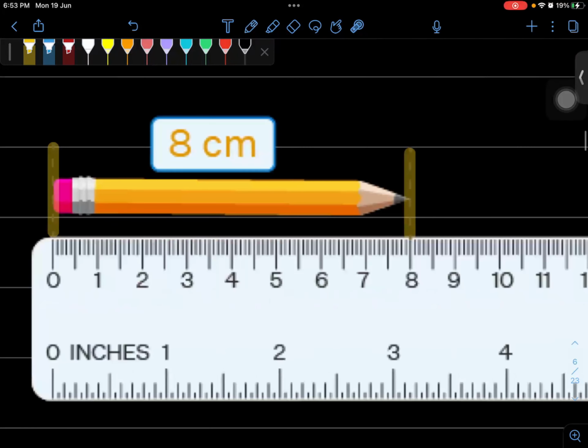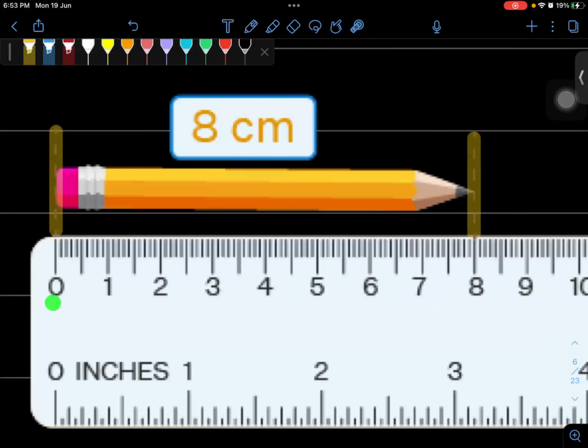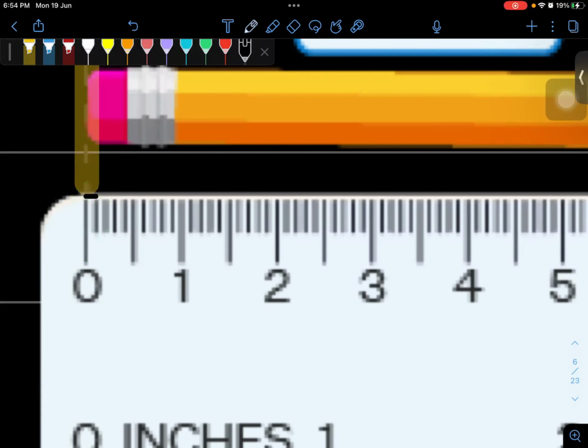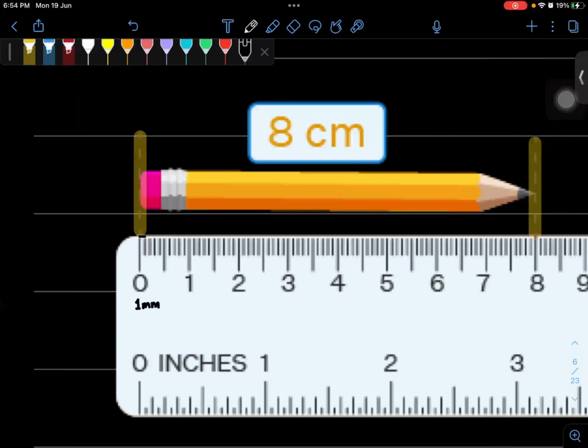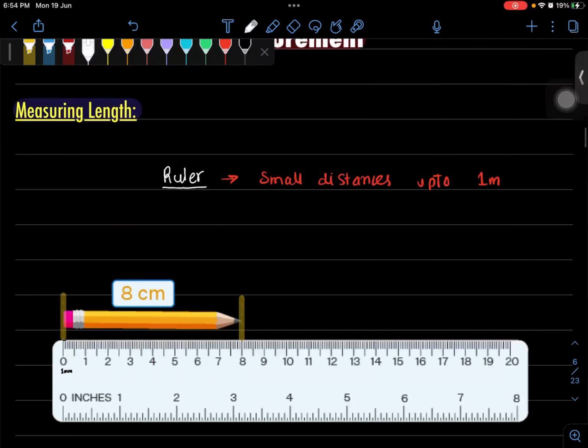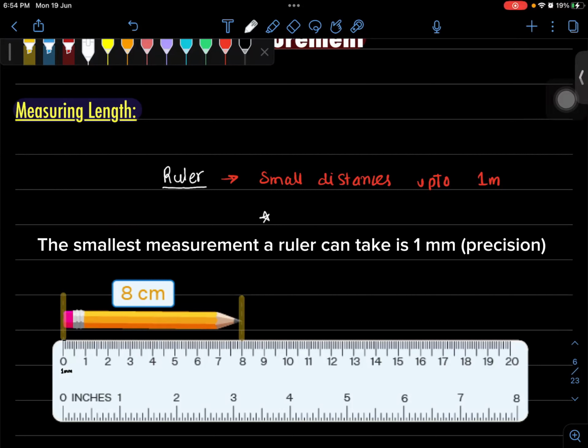As you can see कि ruler में divisions होती हैं. अब ये 0 to 1 centimeter के दरमियान 10 divisions हैं. हर एक division 1 millimeter को represent करती है. This one fraction is 1 millimeter. So the point to memorize here is first of all कि ruler is used to measure small distances of a few centimeters up to 1 meter. और वो measure कर सकते हैं distances nearest millimeter पर भी.